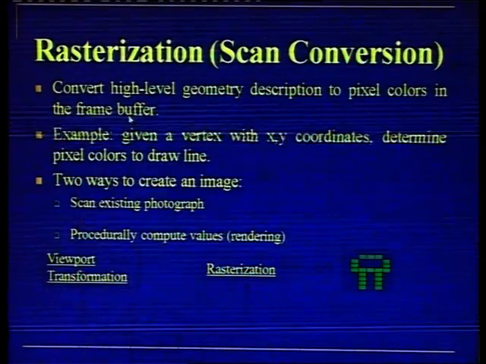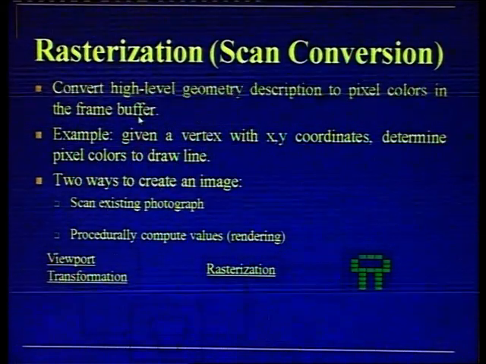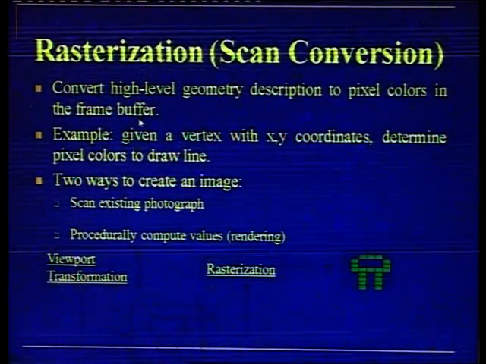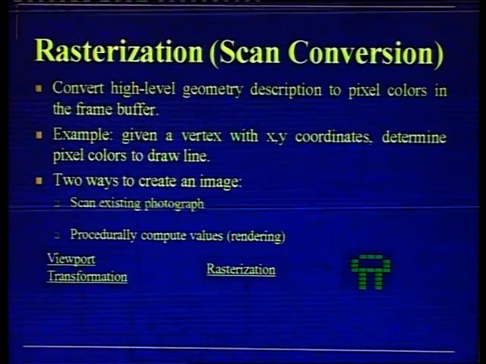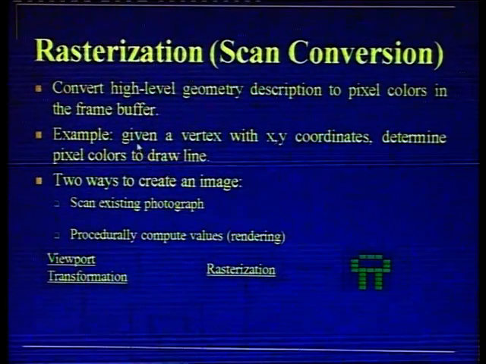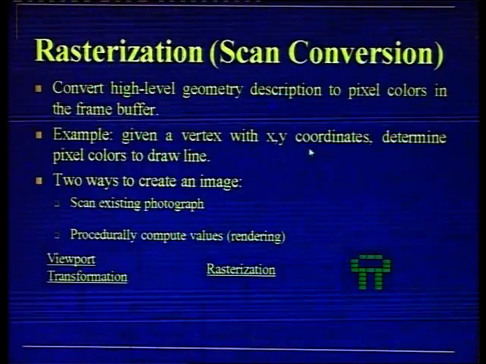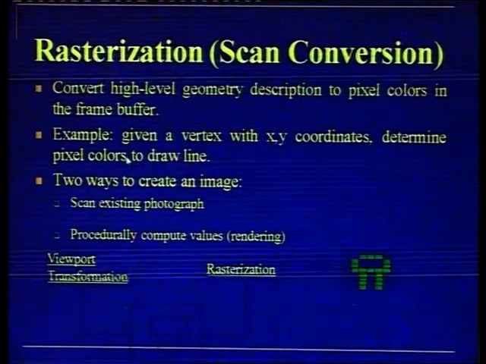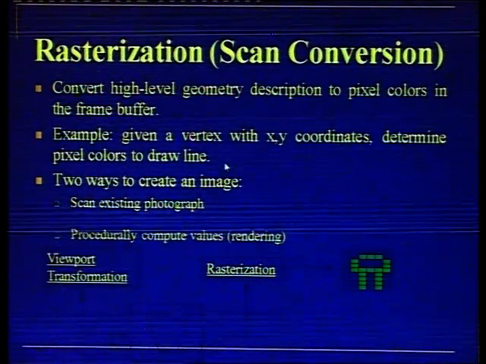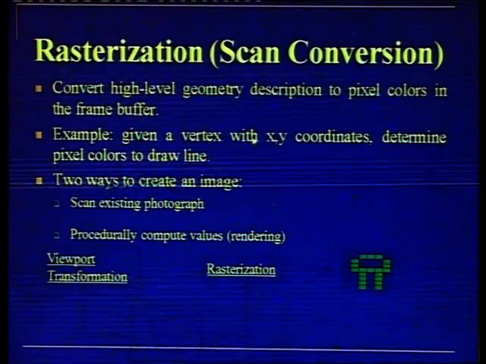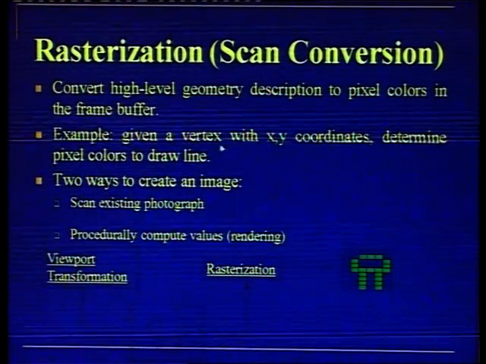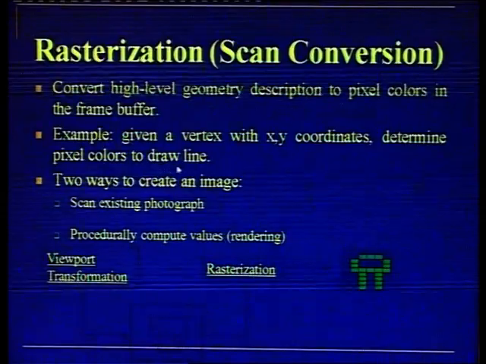Frame buffer is one kind of memory area where the intensity values for all the screen pixels are stored. So for example, given a vertex with xy coordinates, determine the pixel colors to draw lines. We are given a vertex with the xy coordinates, we have to determine the pixel colors to draw the line.